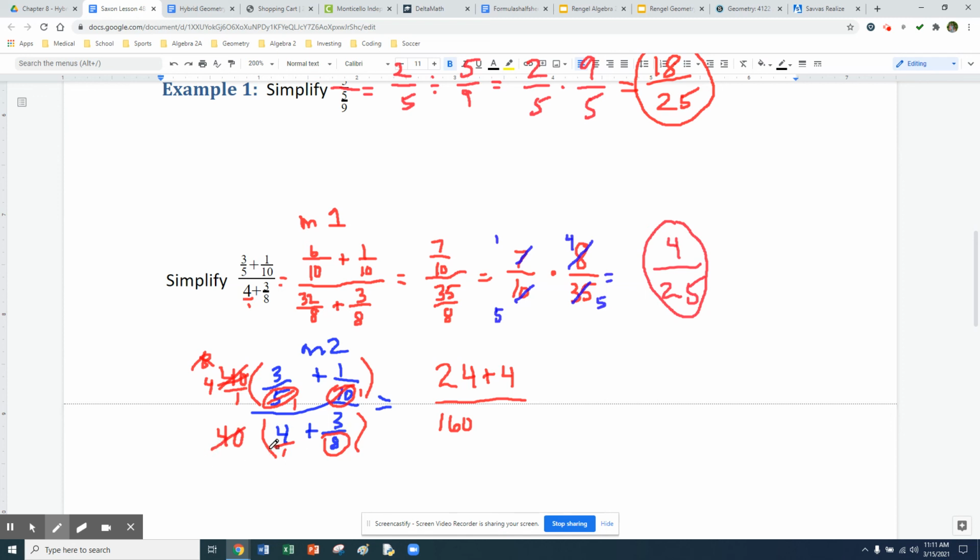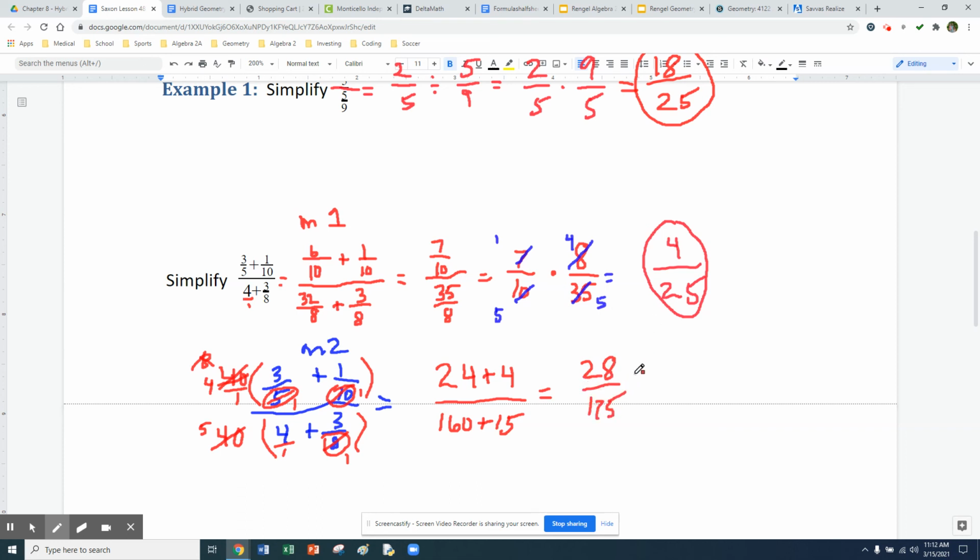Remember, since we found the LCM of 8, 5, and 10, 8 is going to have a common factor with 40, so that's going to become a 5, and then that's going to become a 1. So 5 times 3 is 15. To recap, when I multiply everything by 40, 3/5 times 40 is 24. 1/10 times 40 is 4. 40 times 4 is 160. 40 times 3/8 is 15. Now we've got our numerator, which is 28, and our denominator, which is 175.